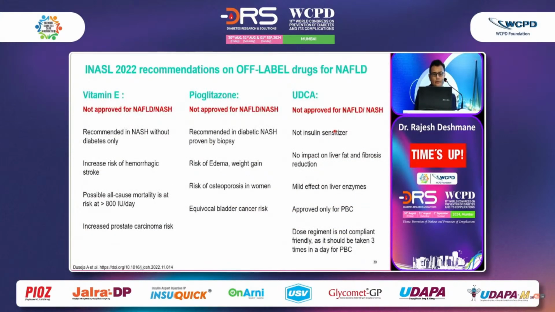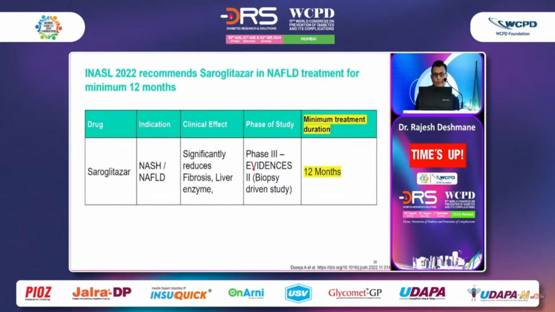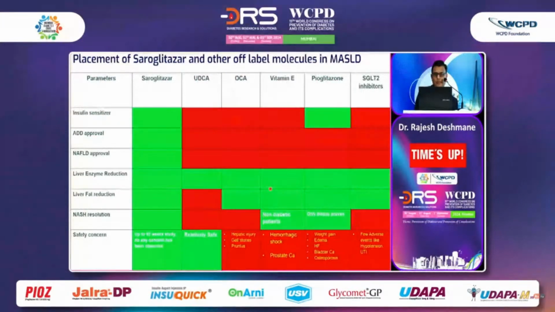Then these are the Indian National Association for the Study of the Liver 2022 guidelines, again for vitamin E, pioglitazone, and UDCA. Vitamin E, pioglitazone, and UDCA are all not approved for NASH or non-alcoholic fatty liver disease at all. Yes, for saroglitazar, the association clearly mentions treatment for NAFLD for a minimum of 12 months. The indications are NASH, with reduction in fibrosis and liver enzymes, and all the data, whether Indian or international, favors this. The level of recommendation is level one. So what are the benefits of saroglitazar, UDCA, OCA in one slide?